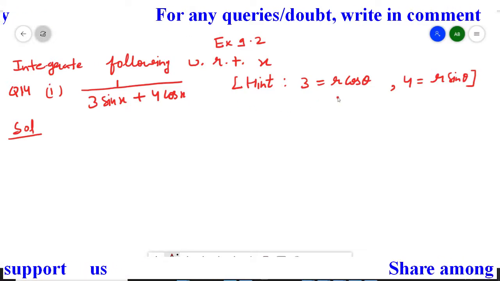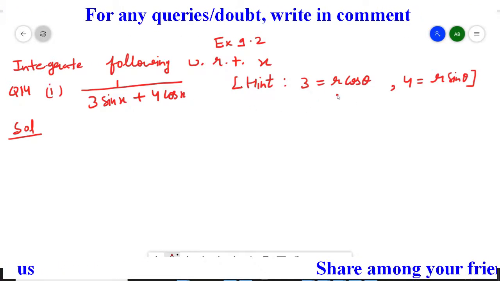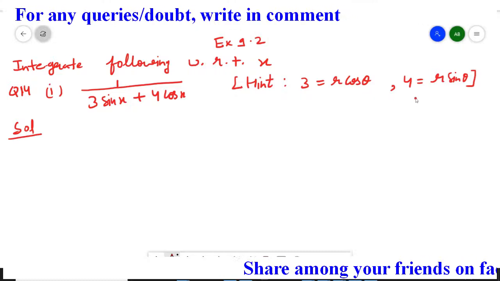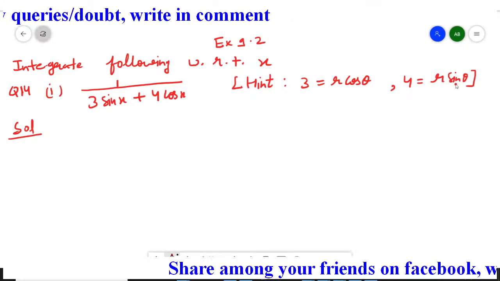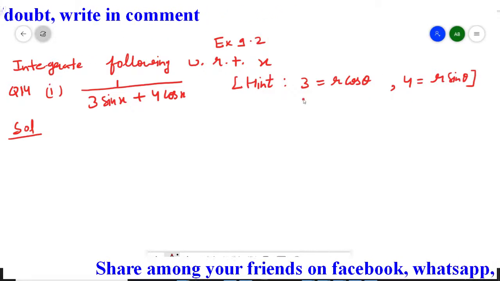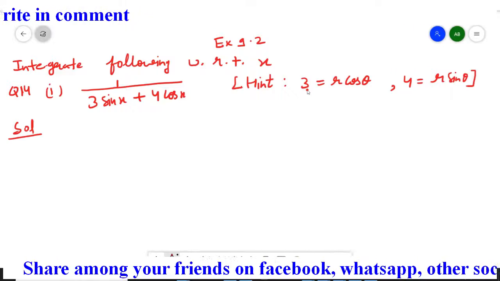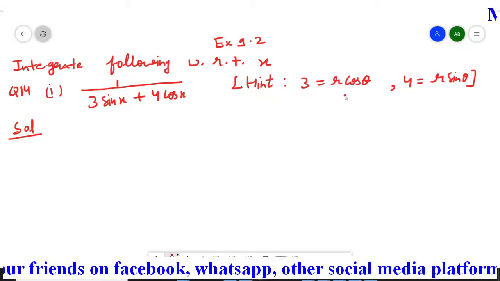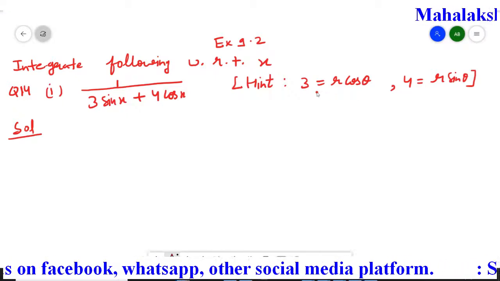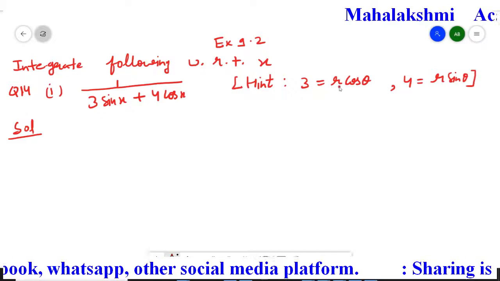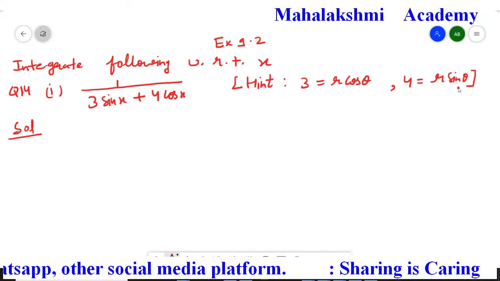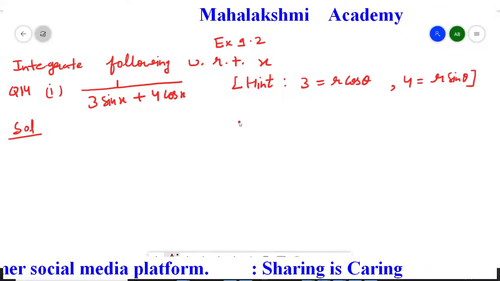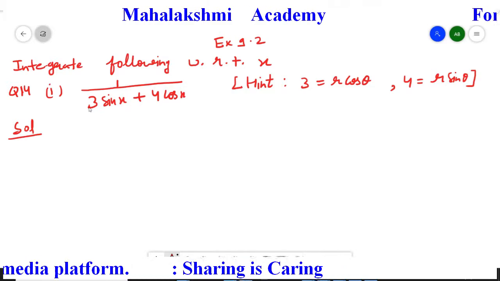In this question, a hint is available that we have to replace 3 by r cos theta and 4 by r sin theta. Students, in the exam the hint will not come. So after observing the question, it should come to your mind that you are going to take 3 as r cos theta and 4 as r sin theta. It's very necessary and it's very simple also.